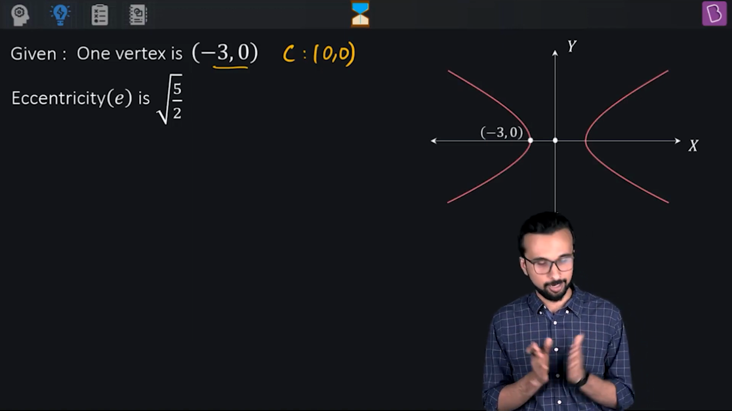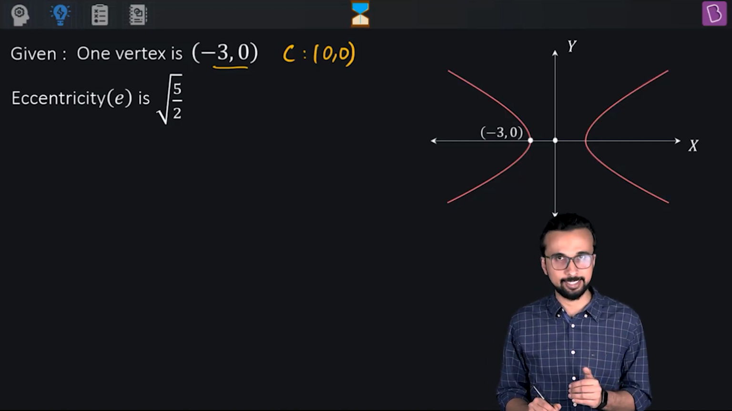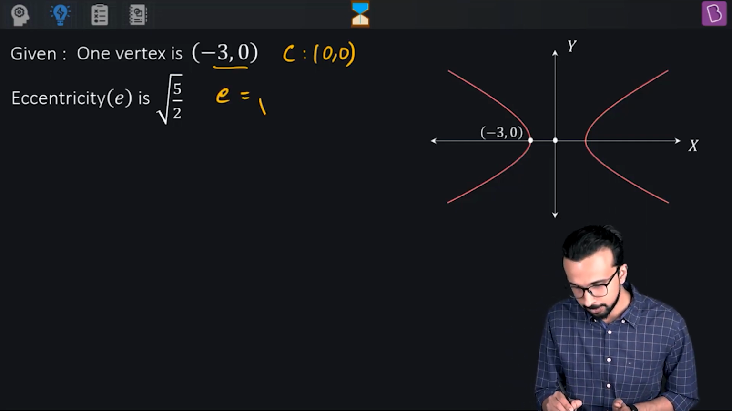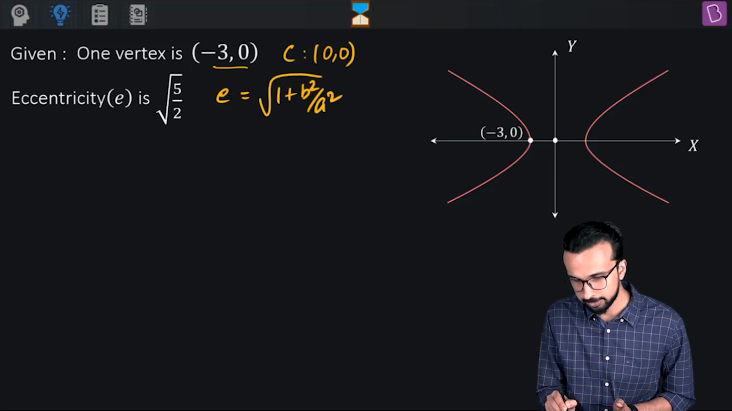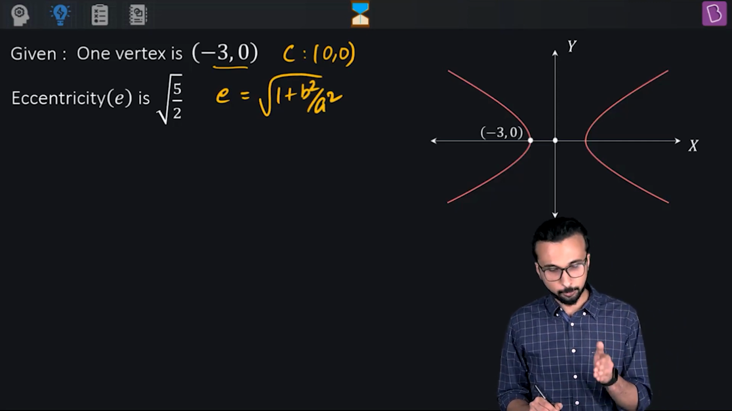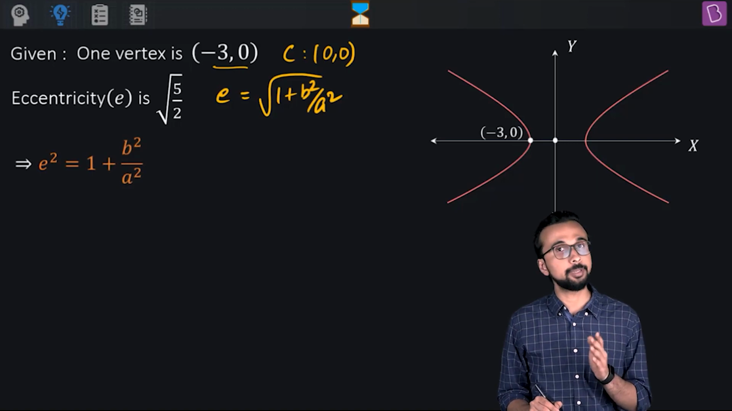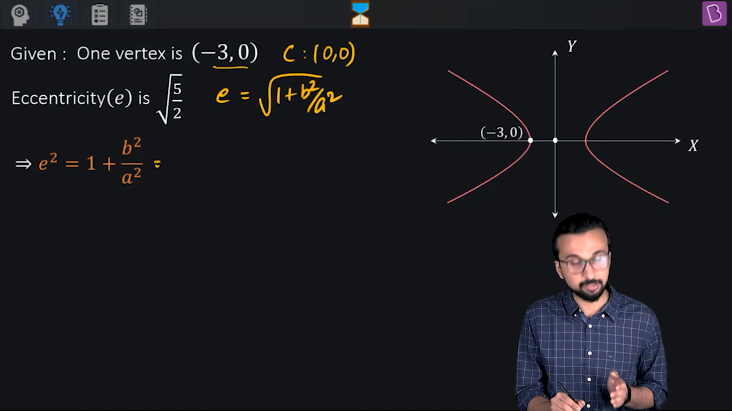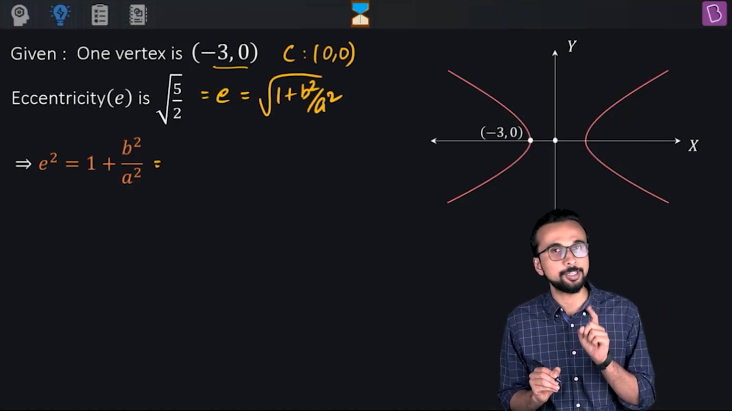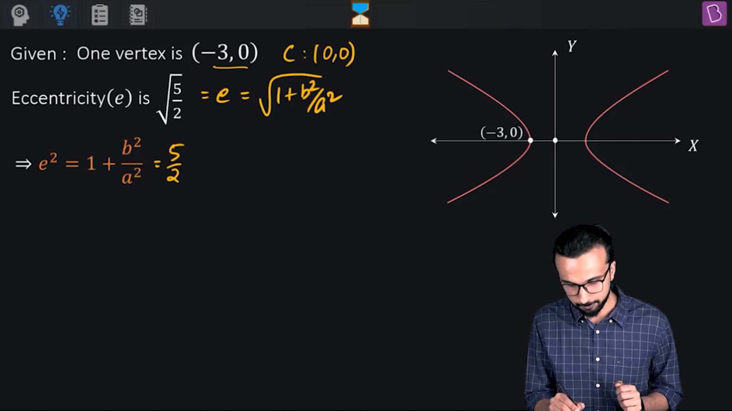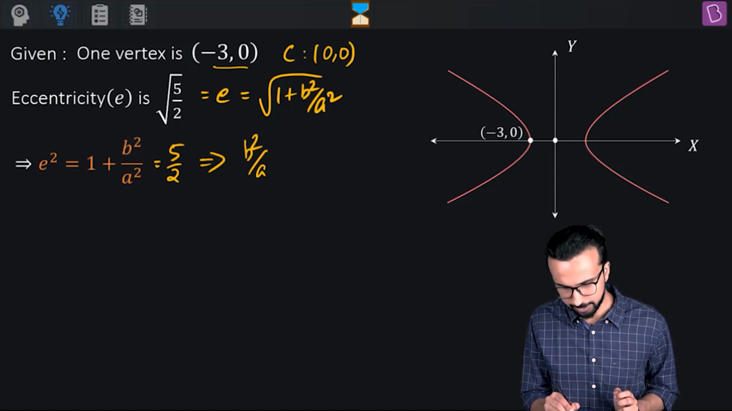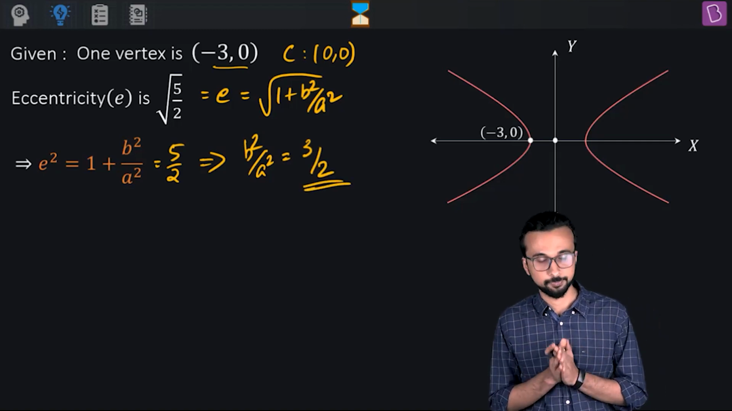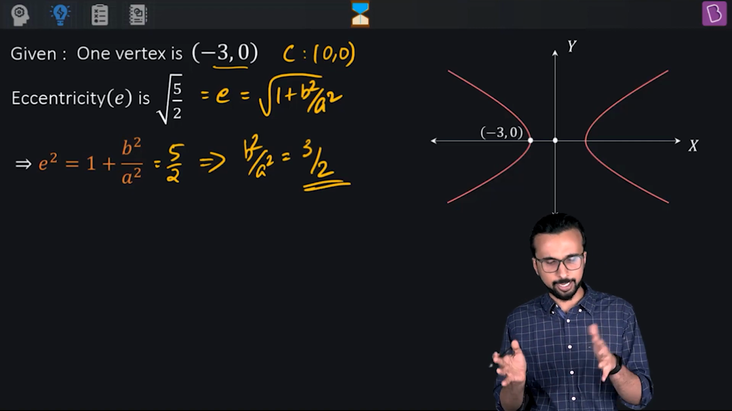We've already learned that eccentricity e is root of 1 plus b square by a square. So here e square can be written as 1 plus b square by a square directly. We have the value of e as root 5 by 2, so e square becomes 5 by 2, which tells me that b square by a square is 5 by 2 minus 1, which is 3 by 2. So I have b square by a square as 3 by 2.